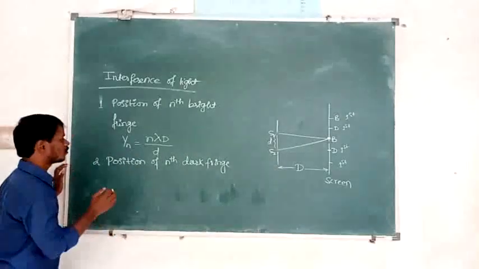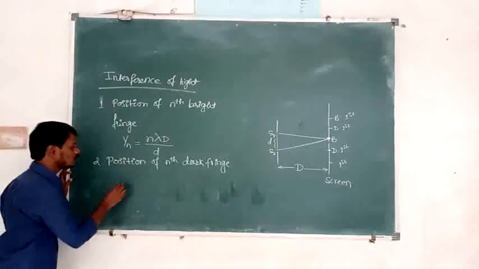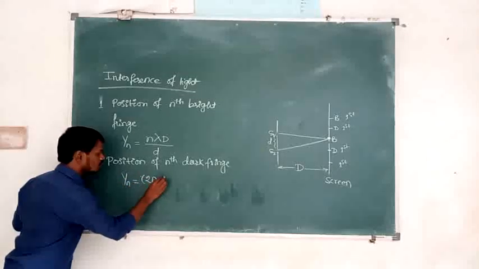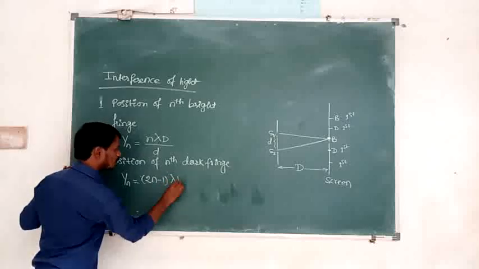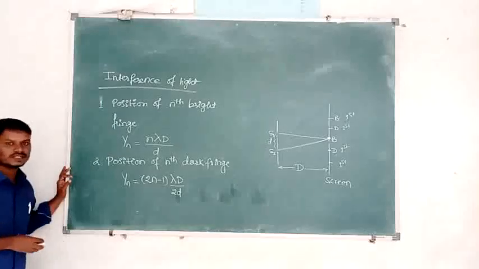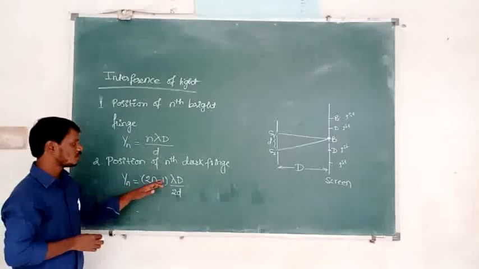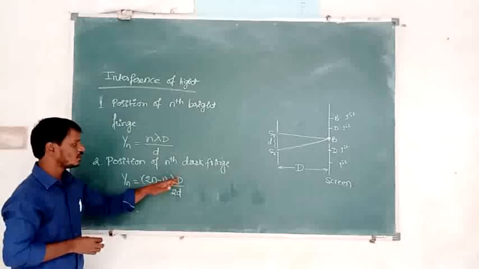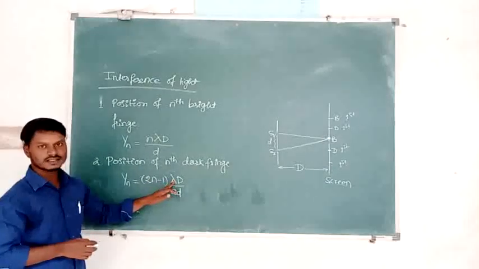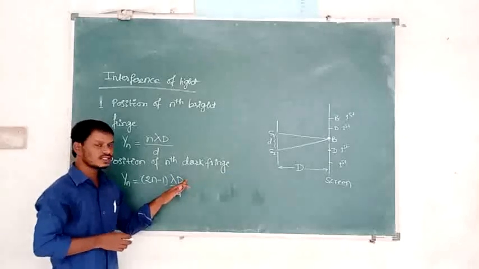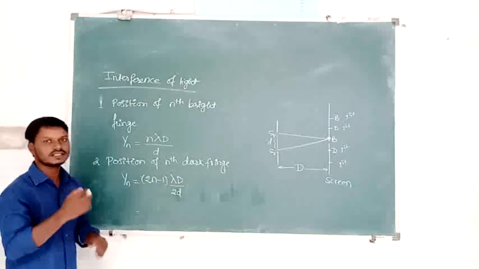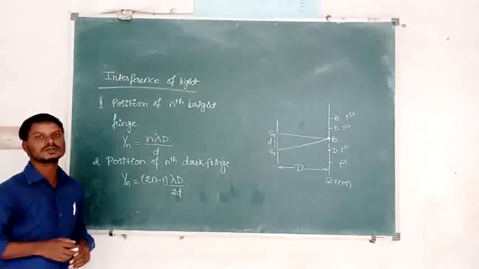So what is the formula to find the position of the nth dark fringe? That is y_n is equal to (2n minus 1) lambda D divided by 2d, which is (2n minus 1) by 2 times lambda D divided by d. Already we know lambda is the wavelength of the light waves. Capital D is the distance of the screen from the double slit. Small d is the separation between the two slits.